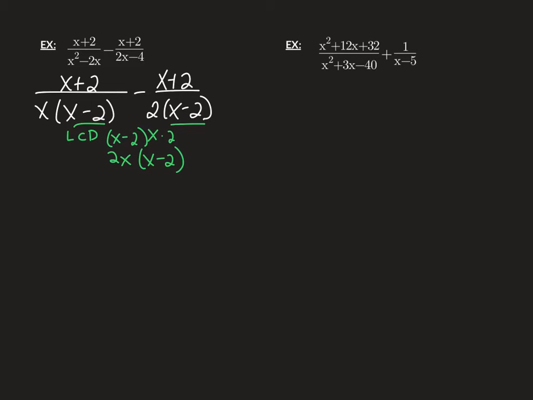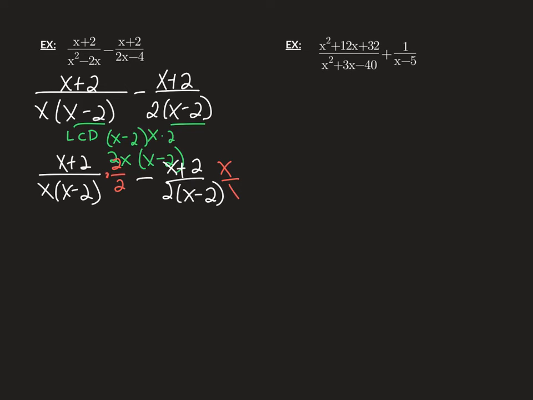Okay, so then what is missing from this first fraction? If I look at my first fraction, which is x plus 2 over x times x minus 2, what am I missing from this fraction? Well, I'm missing the times 2. And then if I look at my second fraction, which was x plus 2 over 2 times x minus 2, what am I missing? Well, I'm missing the x. So I'm going to multiply top and bottom by x.